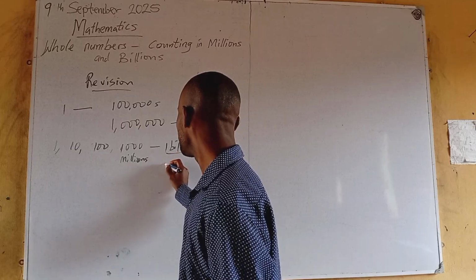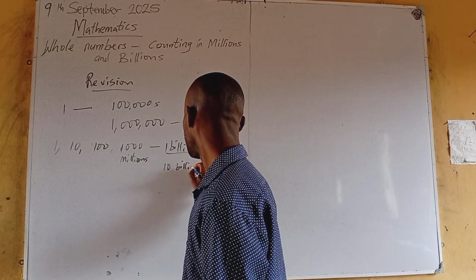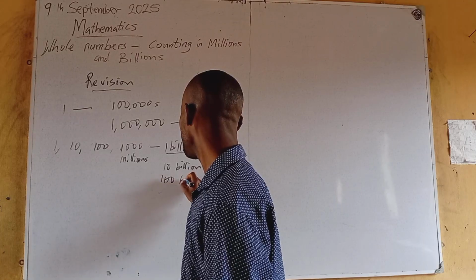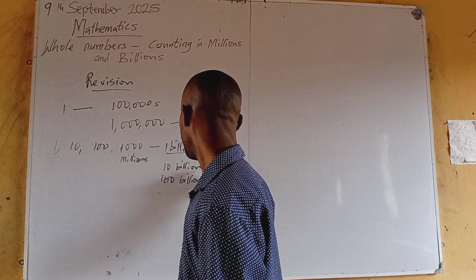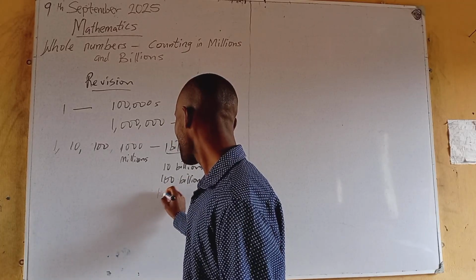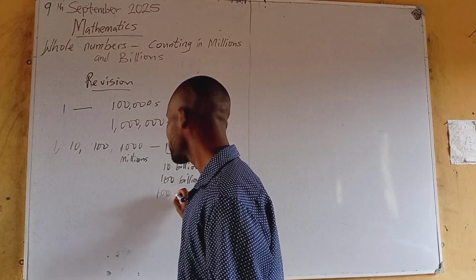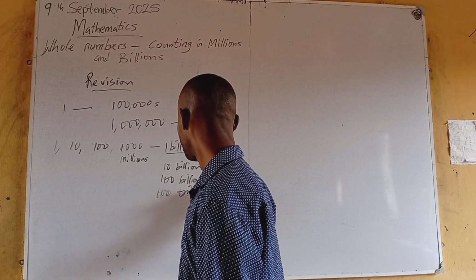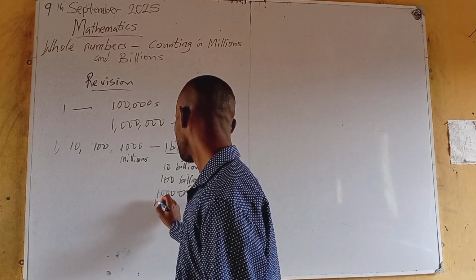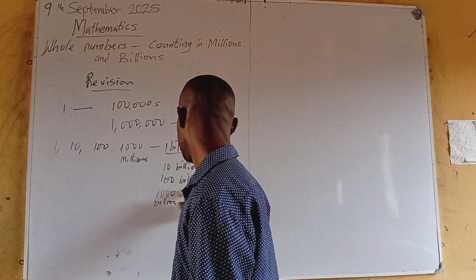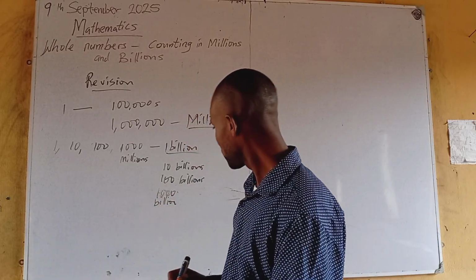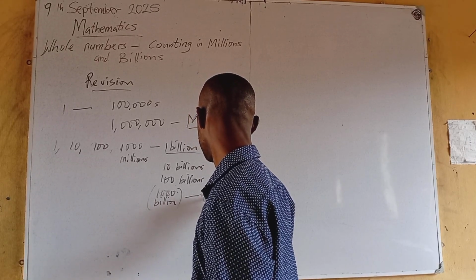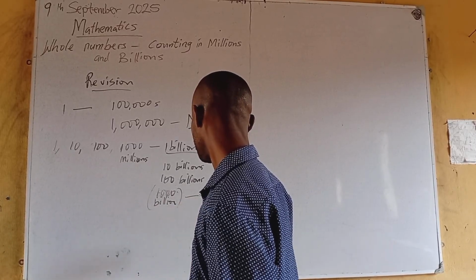Similarly, from 1 billion, you have 10 billion, hundreds of billions. And when you have 1,000 of it, it's what? Trillion. So trillion is 1,000 billion, equals trillion. So this is trillion. Is it double L or one L? Trillion.